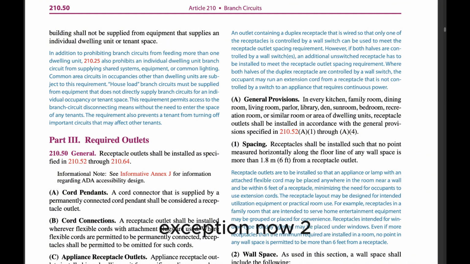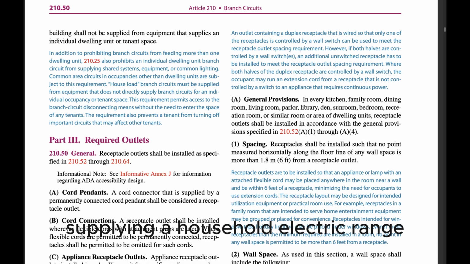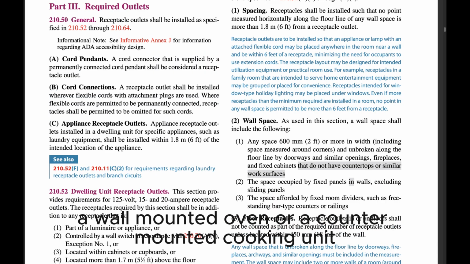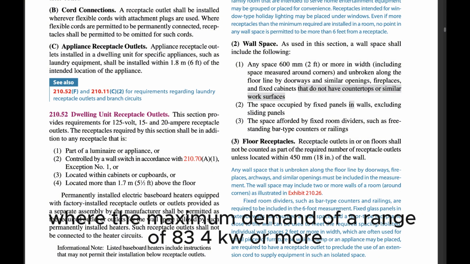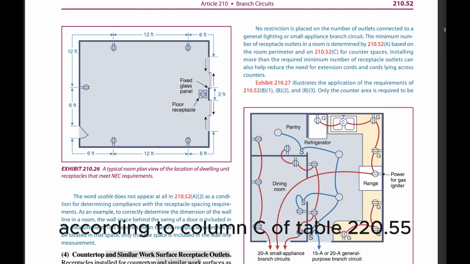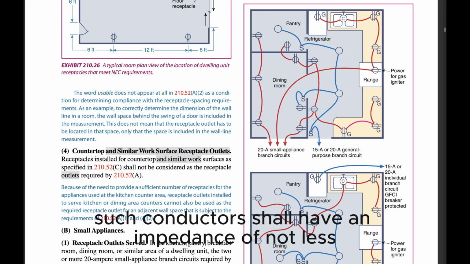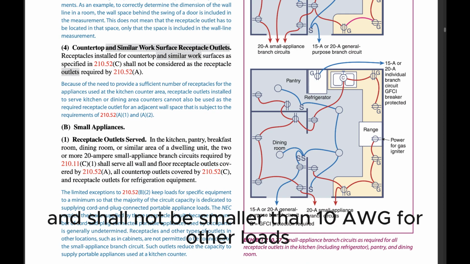Exception no. 2. The neutral conductor of a 3-wire branch circuit supplying a household electric range, a wall-mounted oven, or a counter-mounted cooking unit shall be permitted to be smaller than the ungrounded conductors where the maximum demand of a range of 8¾ kW or more rating has been calculated according to column C of Table 220.55, but such conductors shall have an ampacity of not less than 70% of the branch circuit rating and shall not be smaller than 10 AWG.